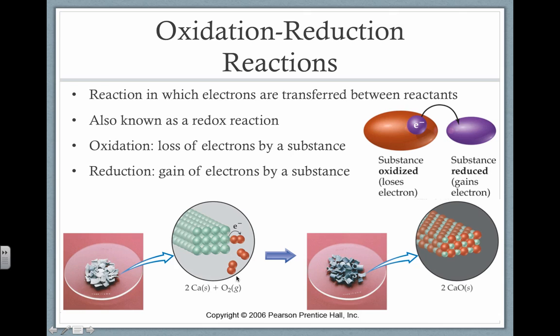Here we have calcium and oxygen. Oxygen is doing the oxidizing, taking the electrons away from the calcium element, producing an ionic situation where you have calcium, the +2 ion, and now you don't have oxygen anymore, you have oxide.